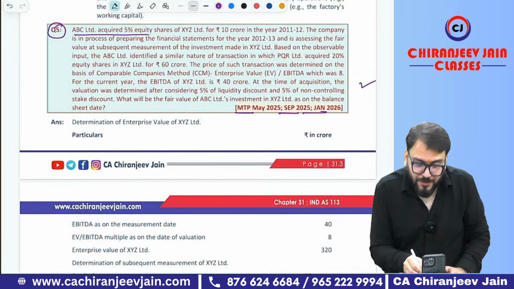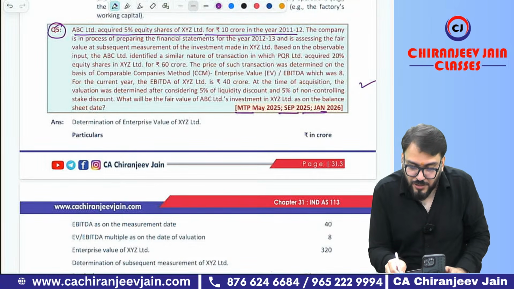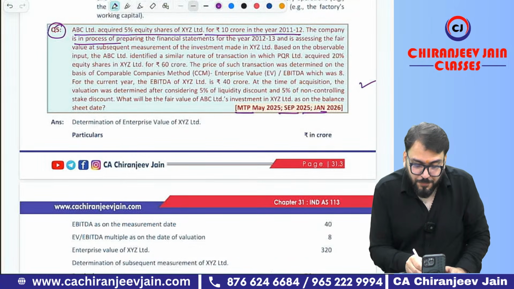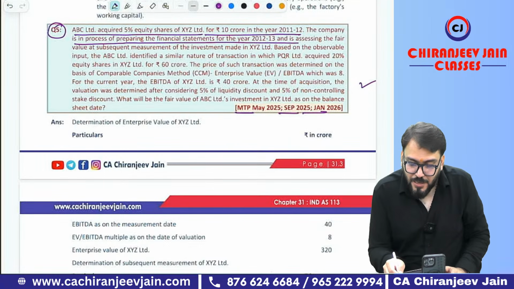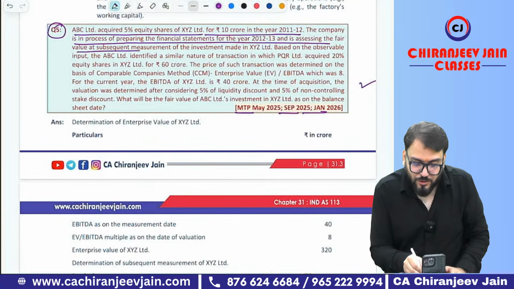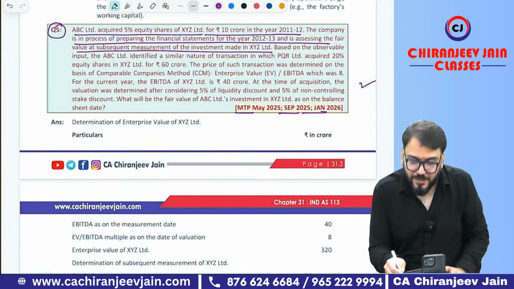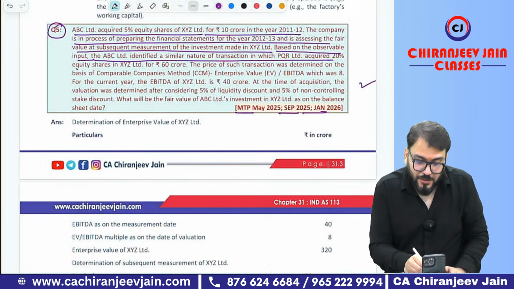ABC acquired 5% equity shares of XYZ Limited for 10 crore in year 2011-12. The company is in the process of preparing the financial statements for the year 12-13 and is assessing the fair value at subsequent measurement of the investment made in XYZ Limited. Based on the observable input, ABC Limited identifies a similar transaction in which PQR acquired 20% equity shares of XYZ Limited for 60 crore.